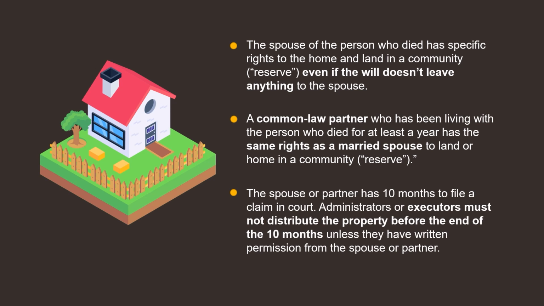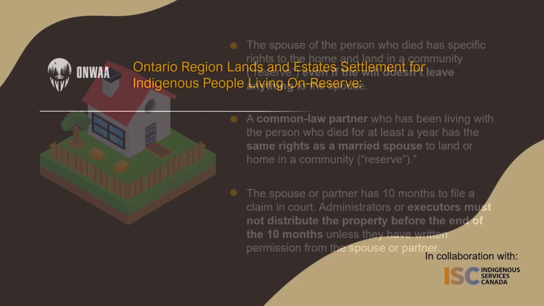Administrators or executors must make sure to not distribute any property before the end of the 10 months unless they have written permission from the spouse or partner.